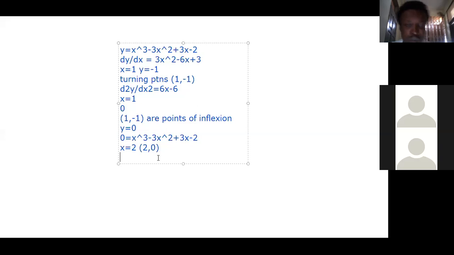Then we come and do the y-intercept. With the y-intercept, x is equal to 0, right? So do it for me. So y is equal to -2. So the point at the y-intercept is 0, -2.